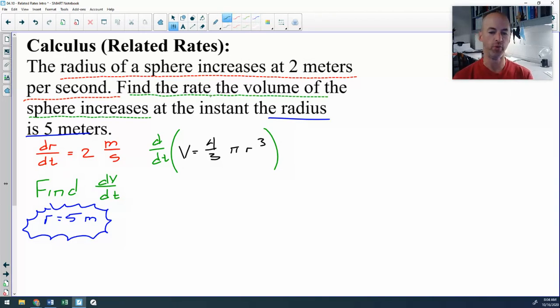We're doing the derivative with respect to t. So anything that is not a t has to get that implicit treatment that y would get when we were doing derivatives with respect to x. So the derivative of volume with respect to time would be just dv dt.